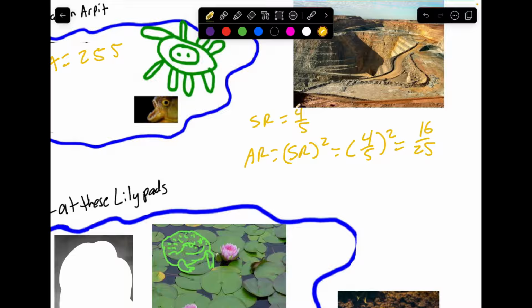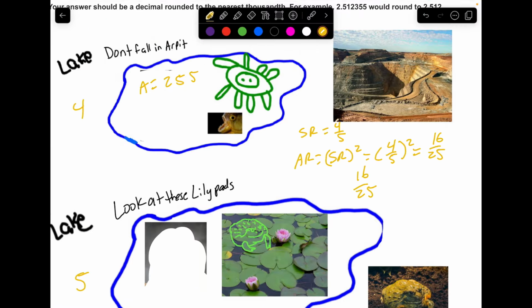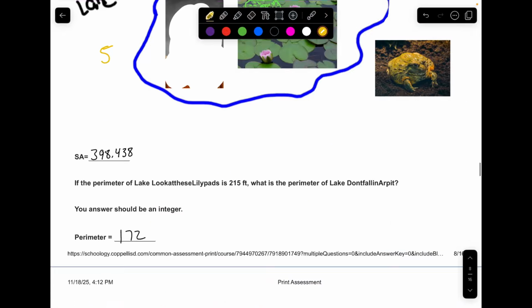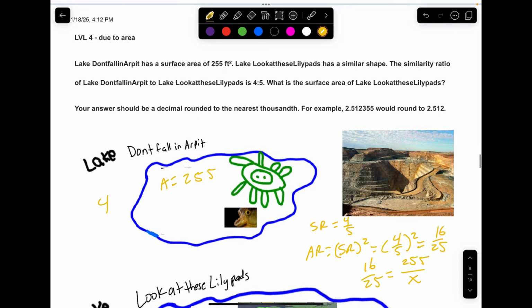So we taught this in the last lesson. This is a high miss rate on SATs. To work with a 2D, 2-degree measurement, you must have a 2D, 2-degree ratio. So we have to square it. So 16 over 25, that's our pit over lily pads, equals 255 our pit, and we'll call lily pads X. So that's our setup.